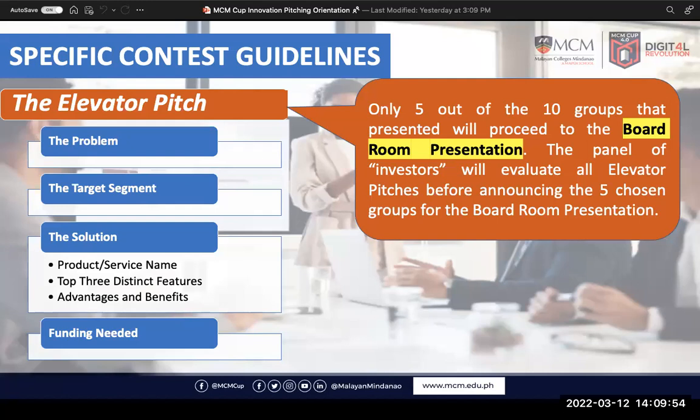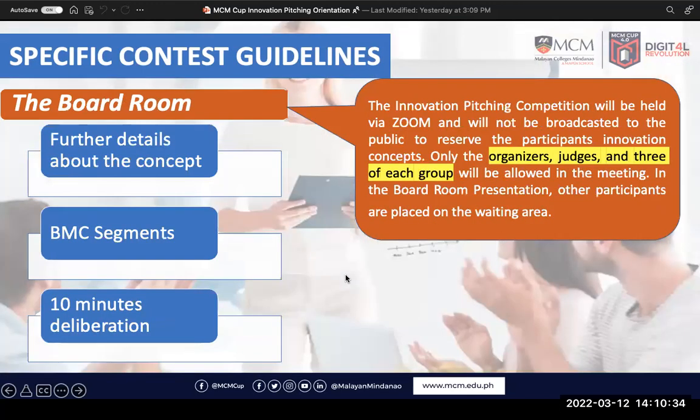Then after which, 5 out of the supposed to be 10, but again the only qualifying schools were only 8 na lang. So 5 out of 8 will now proceed to the boardroom presentation. In this boardroom presentation, this is where you will present further your idea, your solution in a business model canvas, which is composed of 7 segments. The BMC segments would last up to 10 minutes.